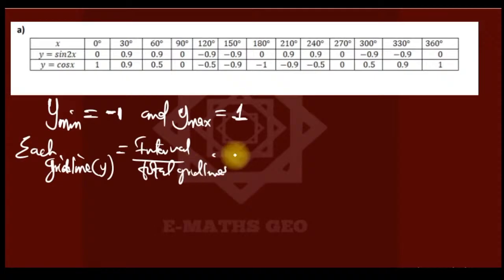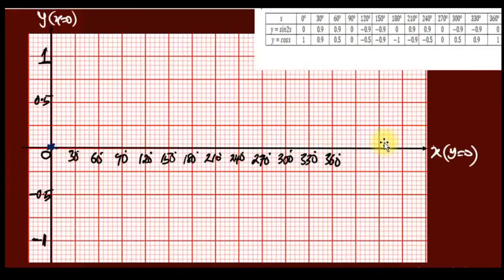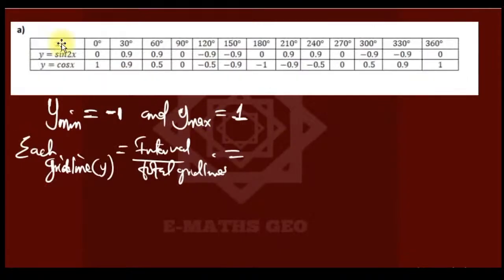So that's the interval. We are moving in intervals of 0.5, because the scale here is 2 cm to 0.5 units. So the interval is 0.5. We are moving in 0.5 over the total of 10 grid lines, so each of these will be 0.05. Yes, each of these grid lines is 0.05.